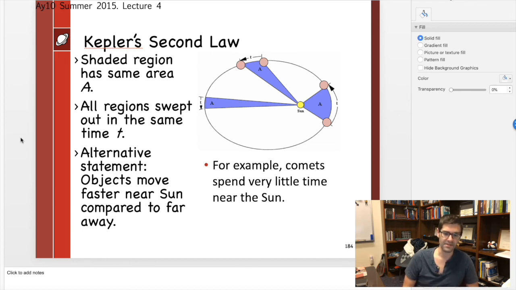We'll show that this is just a result of angular momentum conservation. And this is also the reason, for example, why comets spend very little time near the sun. Halley's Comet comes around once every century, roughly, but spends most of its time way out in the farthest reaches of the solar system, and quickly whizzes by the sun once every 90 years or so.